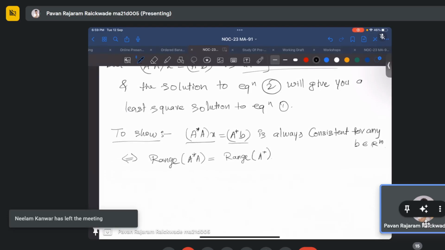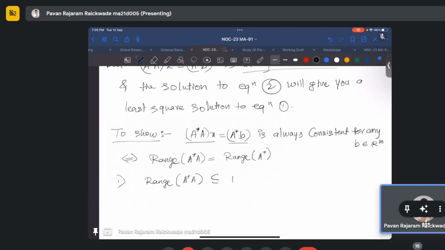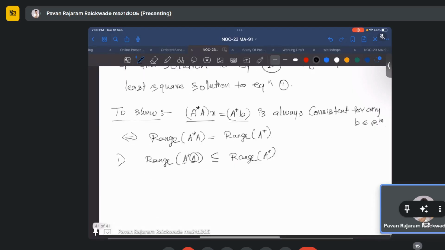The first part is easy. The range of A star A is definitely contained in the range of A star, because you have A star on the left. So whatever the range of A star A is, it is contained in the range of A star. The only thing we have to prove is the reverse. You have a vector space and a vector subspace, and I want to show they are the same. It is enough to show that their dimensions are the same.